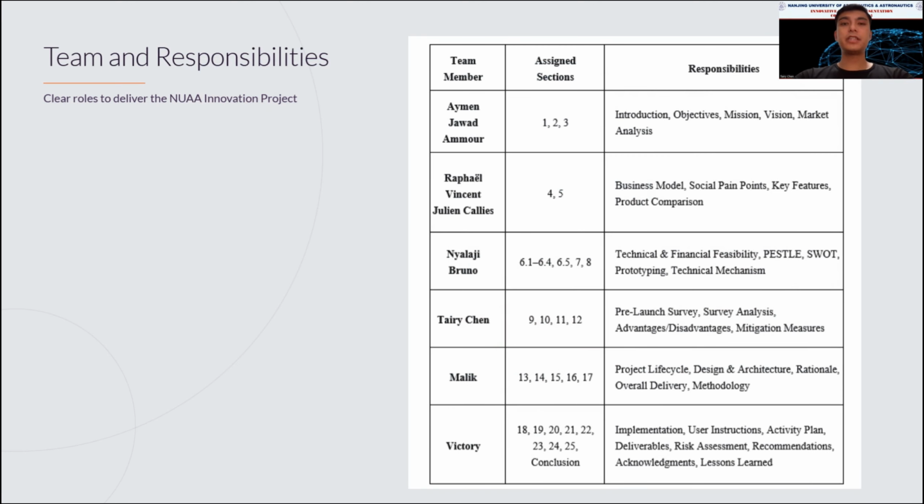Building on our team introduction, this slide details how we organized our work. To ensure the successful delivery of this innovation project, we established clear roles and divided the project into specific sections. Each member was assigned key parts of the report, based on their strengths, creating a structured and accountable workflow. This video showcases our innovative product and reflects our efforts to communicate its forward-thinking concept and cutting-edge design.